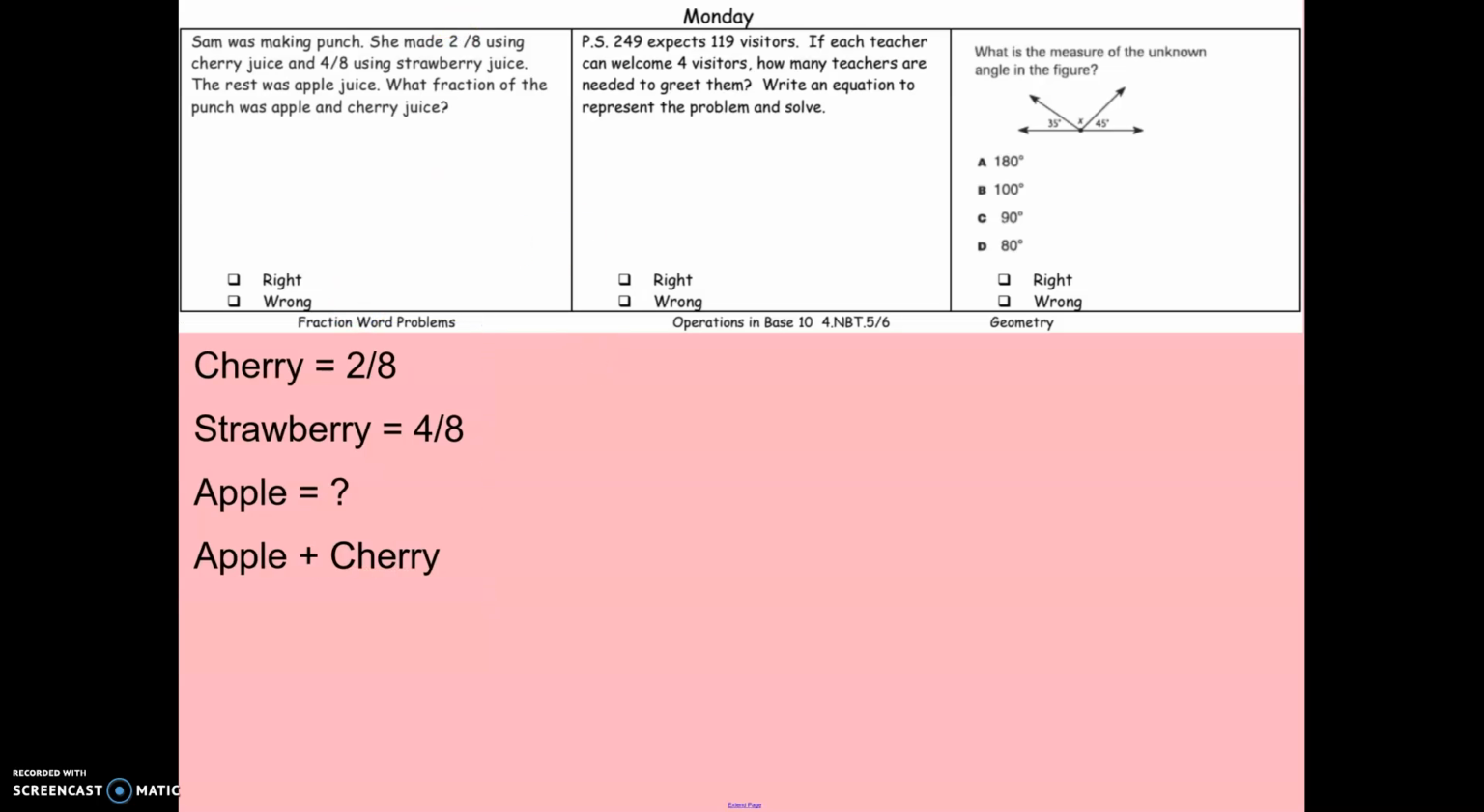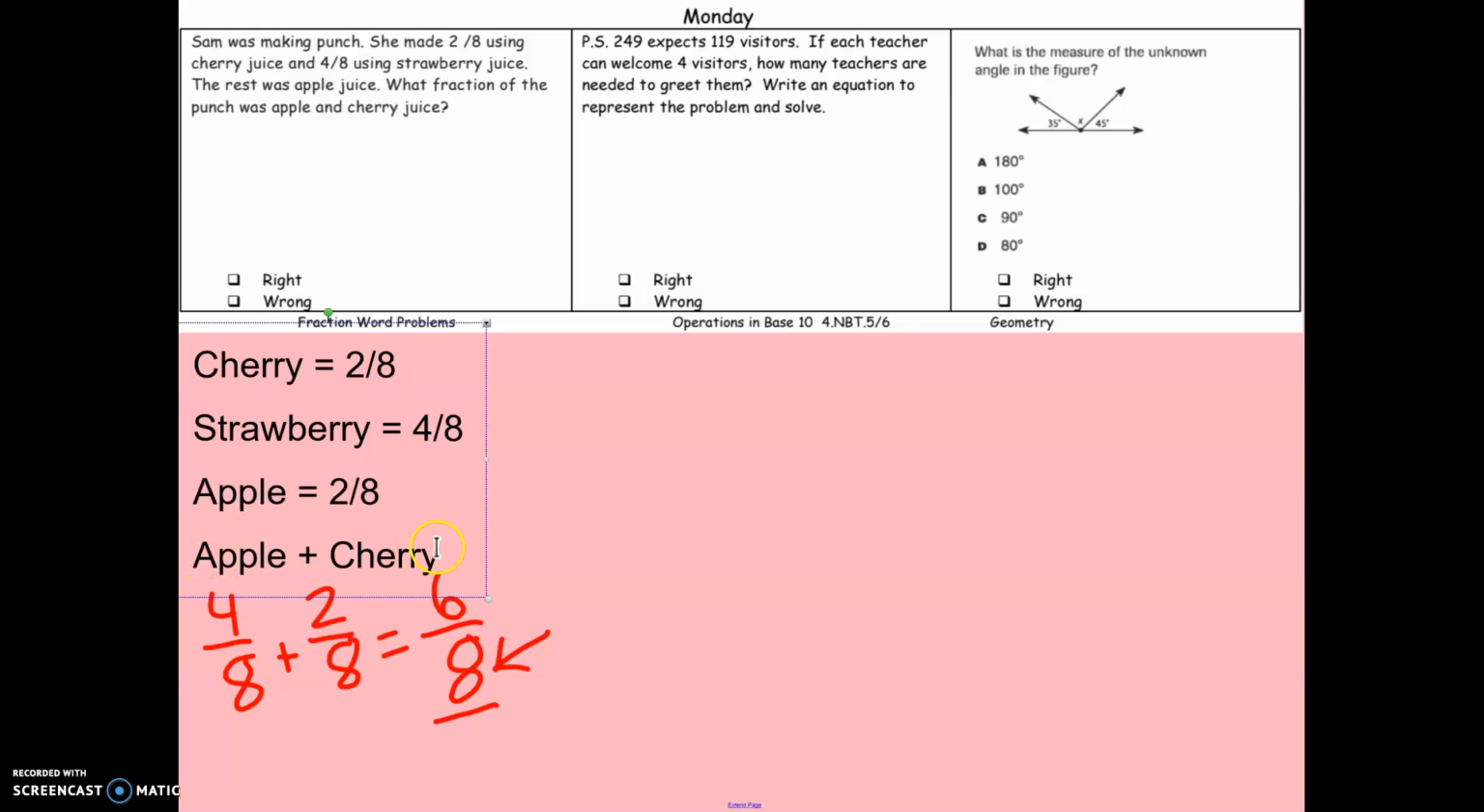Now I see that my denominator is 8ths. So to figure out the missing amount for apple, we can combine cherry and strawberry. So that would be 4/8 plus 2/8 equals 6/8. Since our denominator is 8ths, that means 8/8 equals 1 whole. Right now we have 6/8 to get up to 1 whole. That would be 2 more 8ths. 6/8, 7/8, 8/8. So now we know that the apple juice amount was 2/8 of the punch.